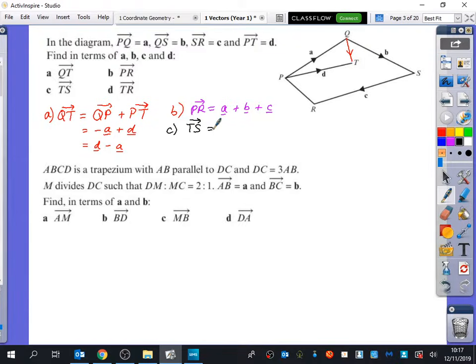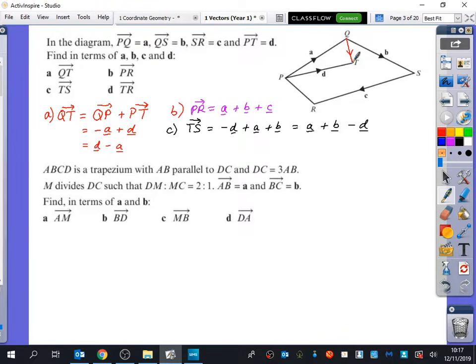Shahan? Good. Minus D plus A plus B. Minus D plus A plus B. Probably what we would do is write that as A plus B minus D, just so we have it in that kind of order.